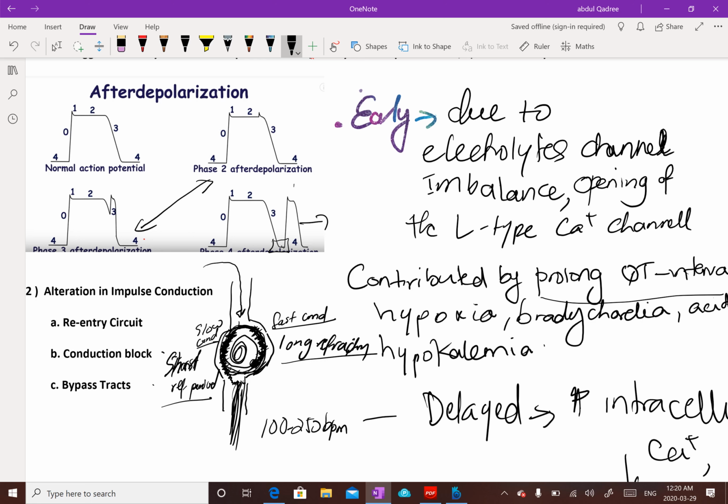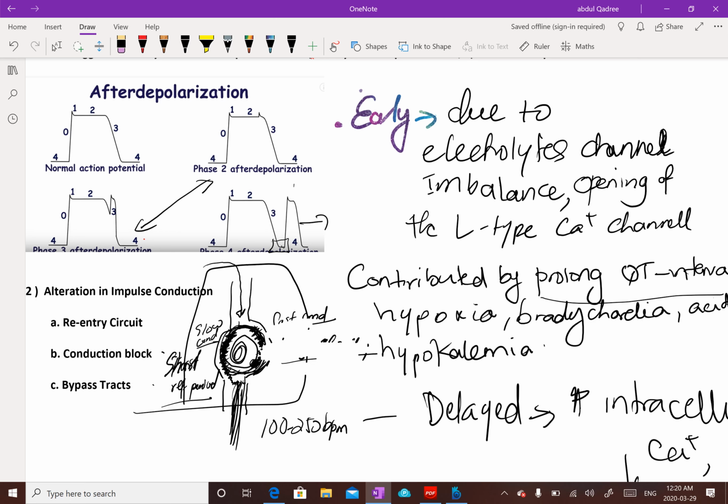Let's say for abnormal reasons, the fast conductance pathway comes back and has a shorter refractory period for any sort of reason, for example, some sort of fibrosis or something like that. The slow conductance pathway comes and meets that non-refractory cell and excites it, and it causes a re-entry circuit, and hence a re-entry circuit is built. Okay, so I hope you guys understood this.